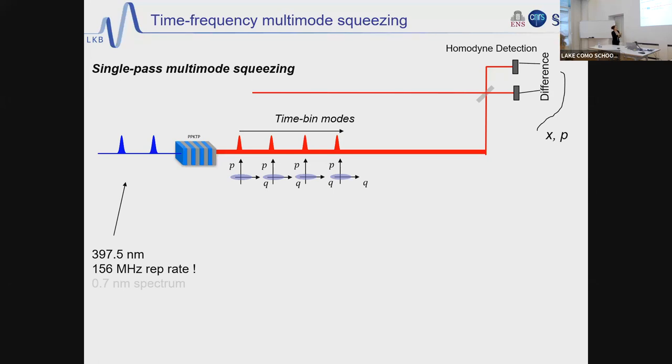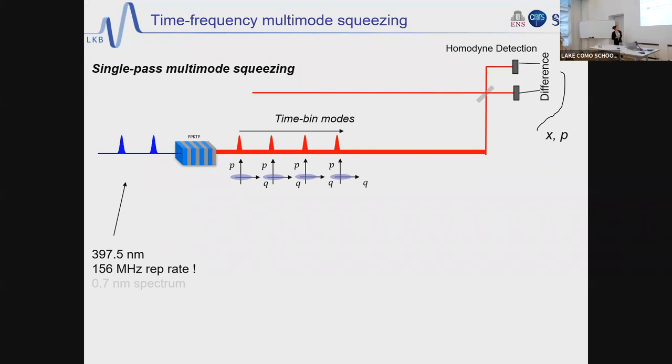But here, normally what the cavity does, for example in our case, is to filter and not be sensitive to each pulse, meaning that the squeezed state of light that you produce with the cavity setup belongs to a cavity mode that contains, for example, 30 pulses. Here we want to be fast. We want to be able to produce squeezed states of light for each pulse. So this is why we use a single pass configuration.